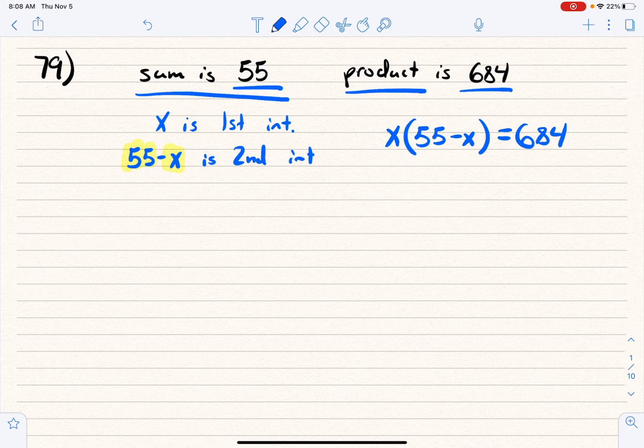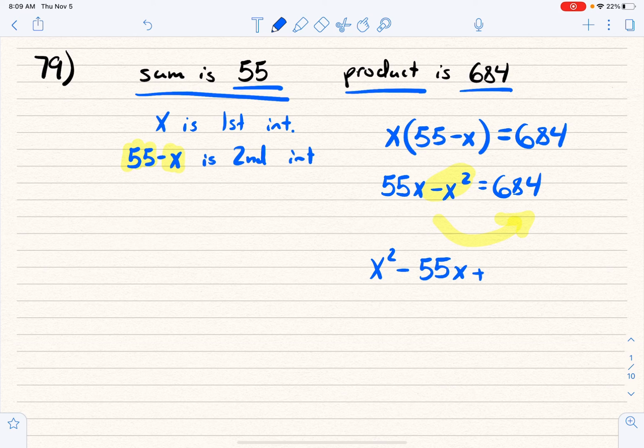And so I'm going to go ahead and distribute, and that's going to get me 55x minus x squared is equal to 684. Now, I really don't care to have this squared term be negative, so I'm going to push everything to the other side. And so that's going to make this say x squared minus 55x plus 684, because when I push it over there, 684 was already positive, all equals 0.